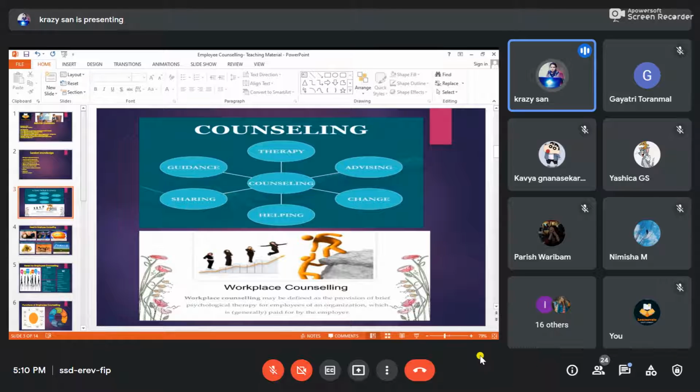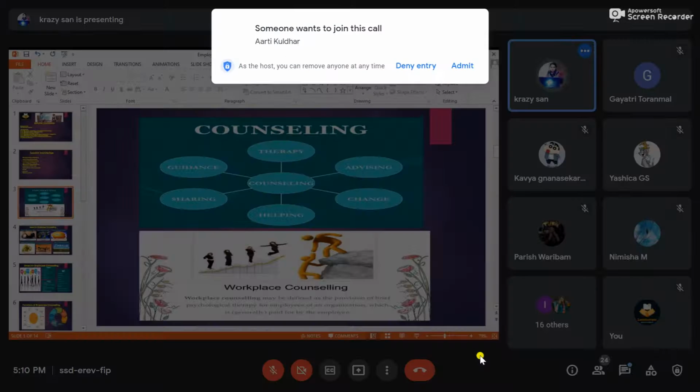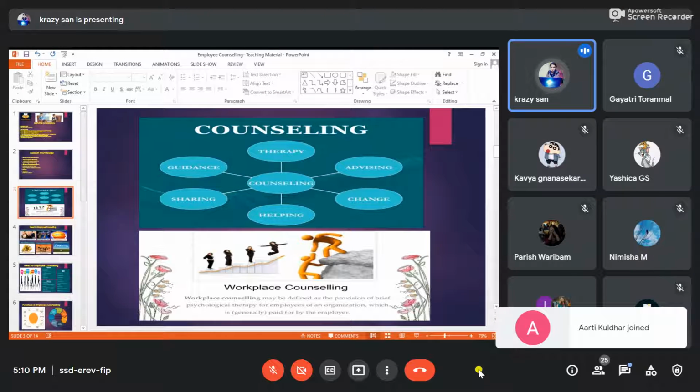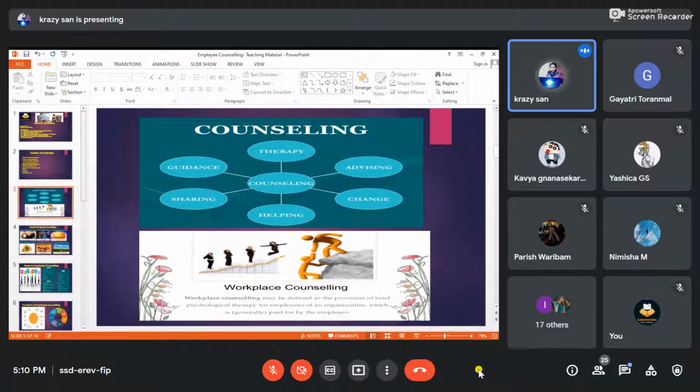Don't think that counseling is just done to overcome problems. Sometimes it even makes you realize your strengths, weaknesses, and what your potential is to do the work. So counseling also helps employees prepare action plans for their own development. When counseling is done, at the back of their brain, they keep on planning and preparing for their own development.